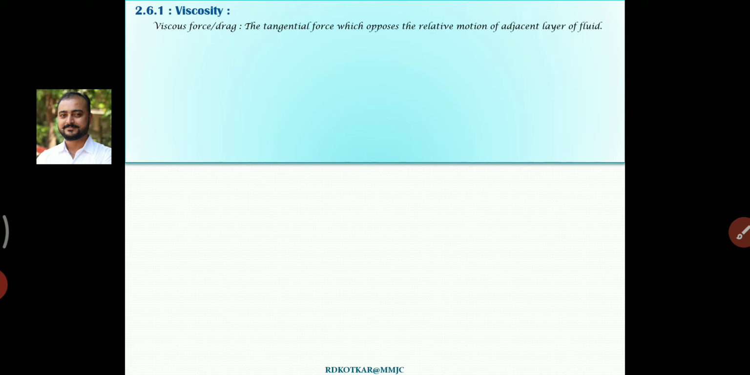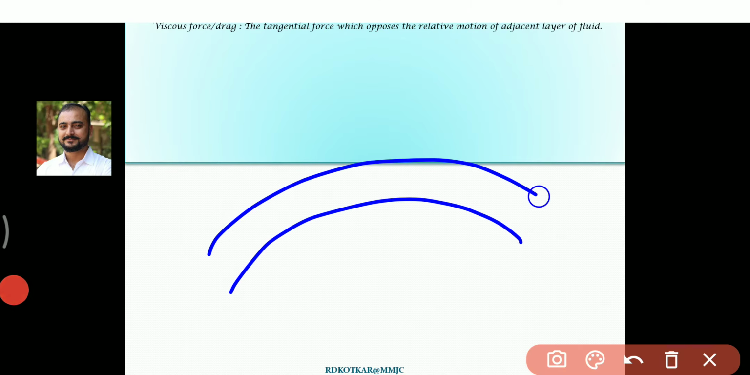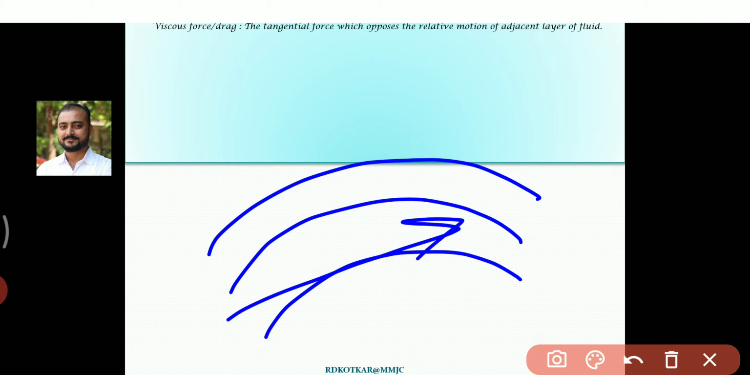Remember, it is a tangential force, meaning a force acting along the tangent which opposes the relative motion between the adjacent layers. Suppose here two layers of the liquid are flowing like this, then what is the tangential force? That is the force acting like this.